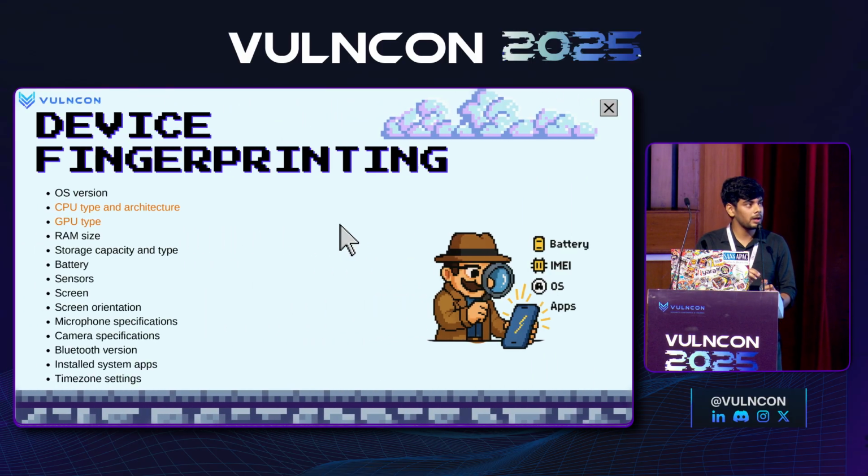Next comes the device fingerprinting. So we have these characteristics for the device side as well. We have the OS version, the CPU type and architecture, the GPU type, what RAM size, storage capacity, battery, sensors, camera, and the list goes on. We will be focusing on the main three parts: the CPU, the GPU type, and the math functions.